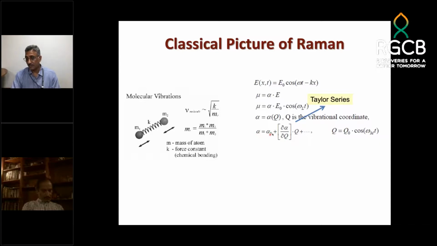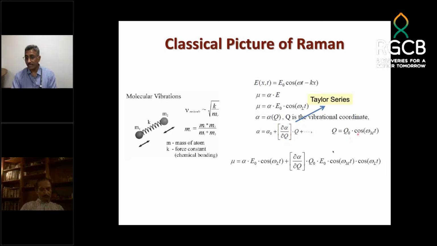So alpha is alpha naught plus ∂α/∂q at q equal to equilibrium times q, plus the higher orders of it: ∂²α/∂q² times q² at q equal to 0 is the second order, and then the third order. I am not going to consider the higher orders because q is very small and E is not very large, so I would terminate the series here. But in principle, if my E was very, very large, then I could see this effect also, and that is called the second order Raman and the third order Raman. But I will concentrate on the first order Raman only.